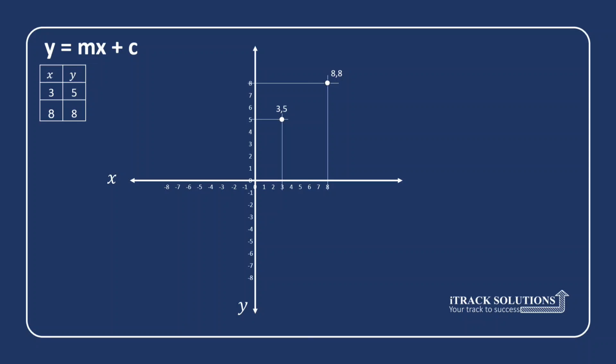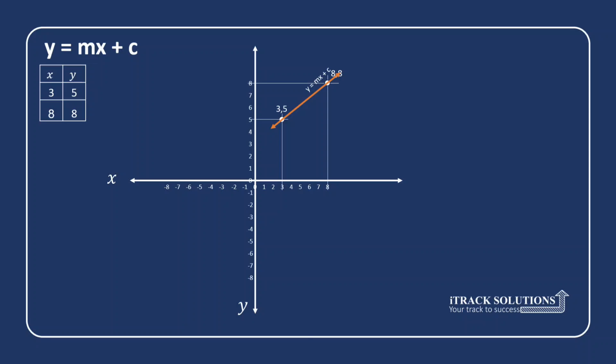Now because I have two dots, I will be able to draw a straight line connecting these two dots. And the equation for this straight line is represented as y is equal to mx plus c. So what does this y equal to mx plus c really mean? Okay, so let's now break this down step by step.